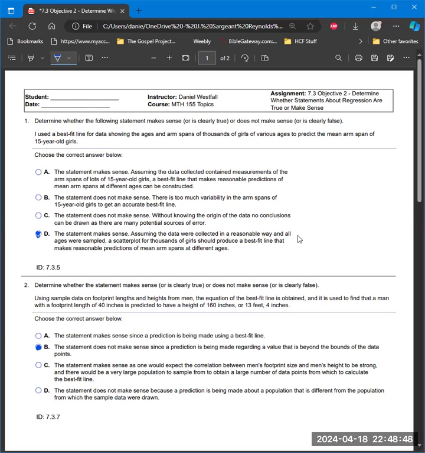So there we go. If we had stayed within the bounds of the data, then we would have gotten heights of normal sized men. But this 160 inches, this 40 inches, must be outside the bounds of our data to give us something like this that seems a little ridiculous.